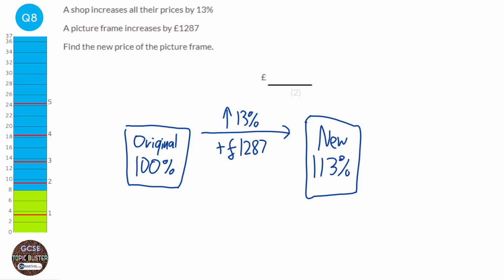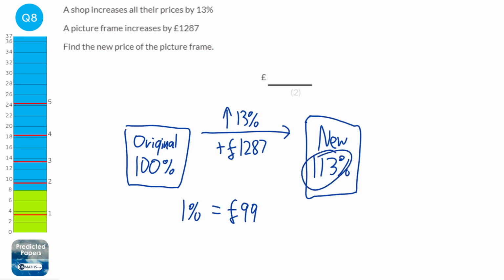So what we're going to do is work out what 1% of the price increase is. Instead of 13%, we're going to work out what 1% is, and we're going to do that by dividing the amount by 13. And we get 99. So 1% represents £99. So 1% of the original represents £99.